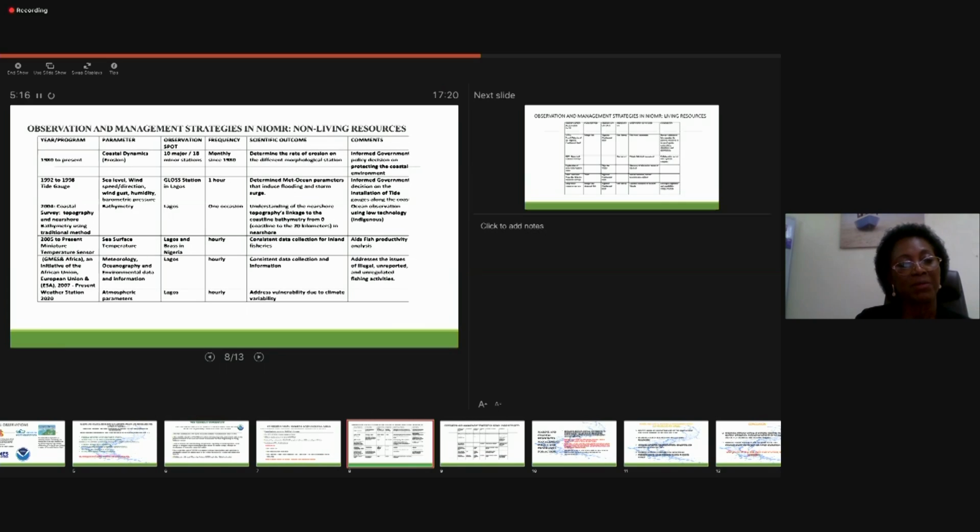From 1992 to 1998, we had the GLOSS tide gauge system, and this helped in understanding the met ocean parameters that induce flooding and storm surges along the coast of Nigeria. It helped to inform the government on the need to install several tide gauges along the coast.